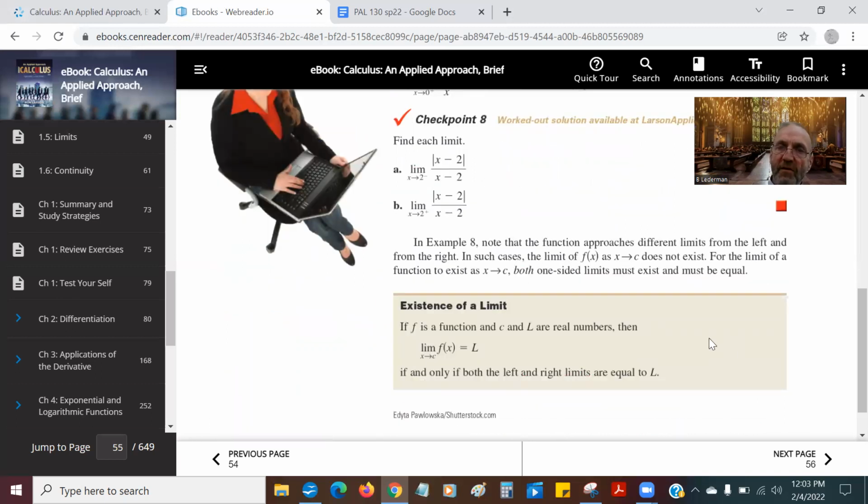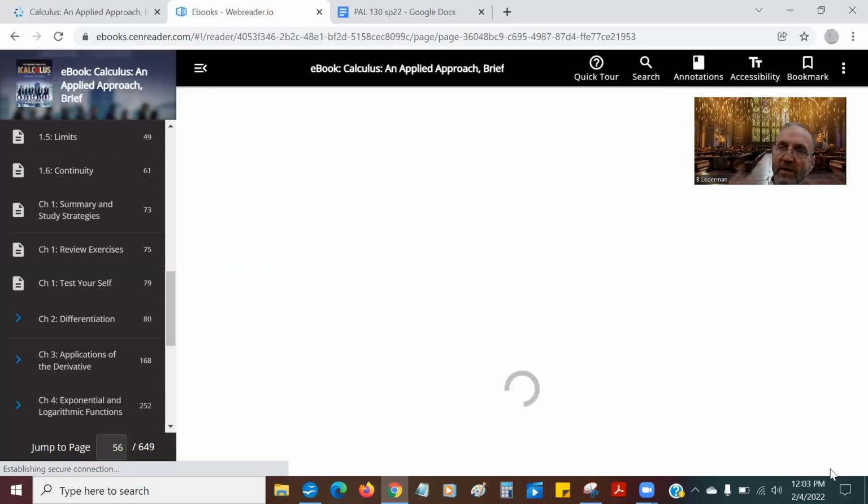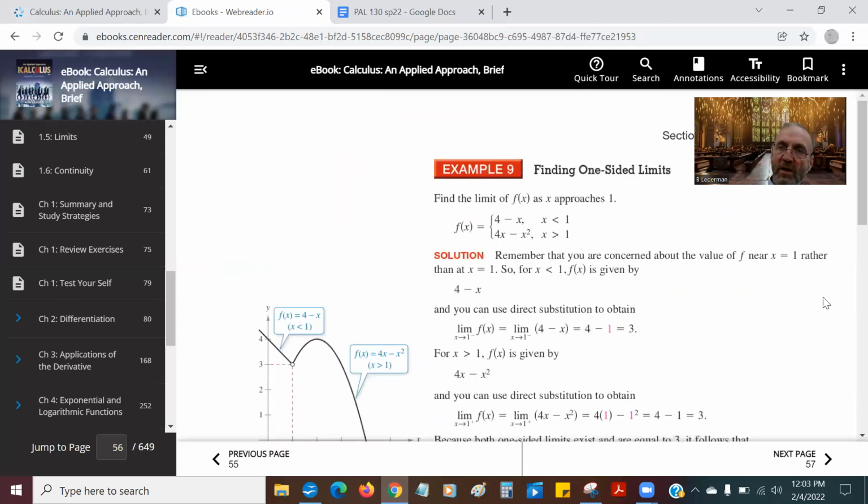And if the two sides are the same, if the left side and the right side are the same, then we say there's an overall limit. But you can have two good limits, one from each side, which do not agree with each other, and that's fine. So if the two limits are different, then there's a left-hand and a right-hand limit. If the two limits are the same, then there's an overall limit.